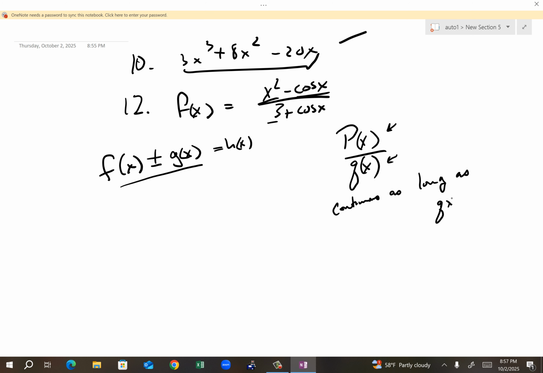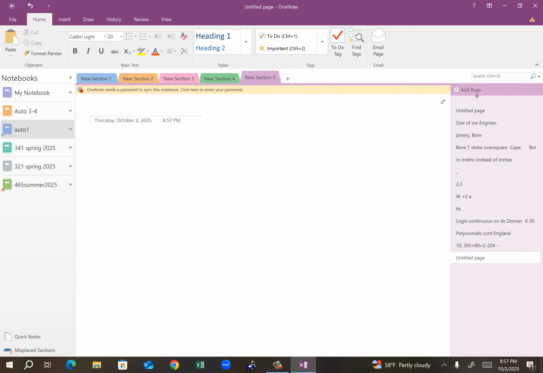Q of x does not equal 0. Okay? If q of x equals 0, which, by the way, it cannot, because what is cosine? Cosine bounces up and down between -1 and +1. So the denominator is going to be somewhere between 2 and 4 always, yes? Well, it's not 0, so we are good. This guy is always continuous. Always, always. Okay?